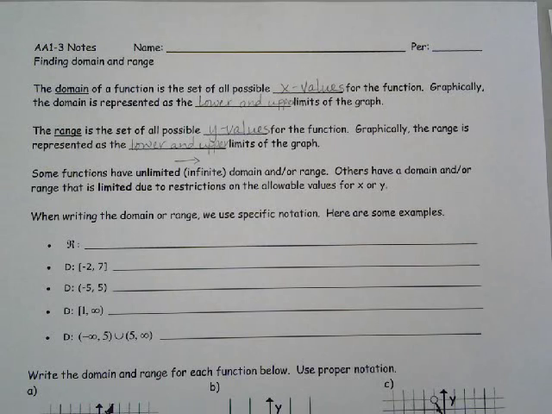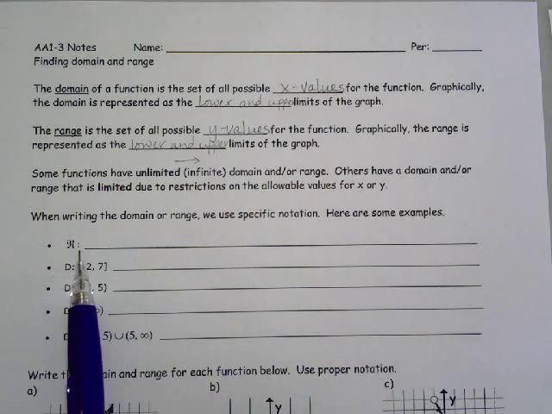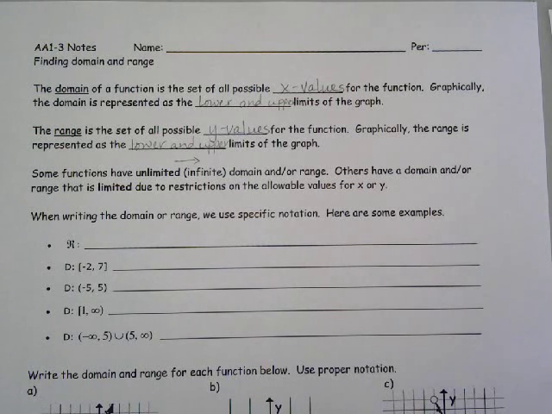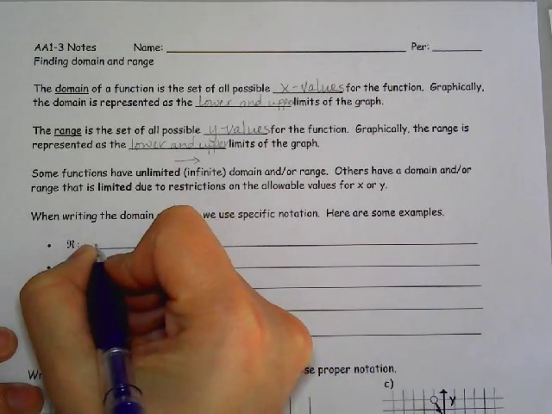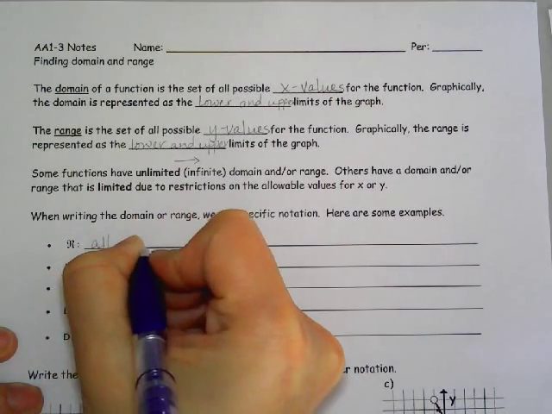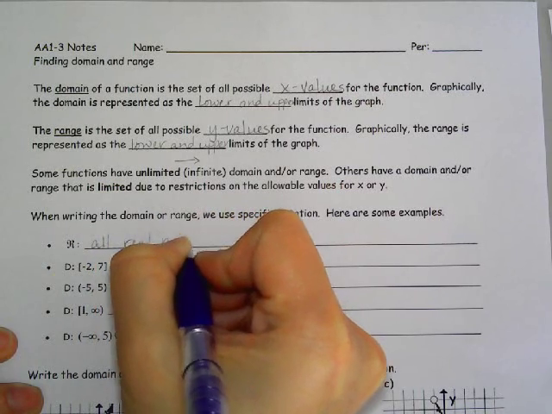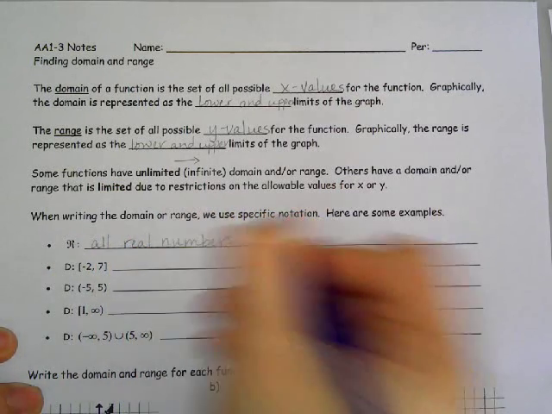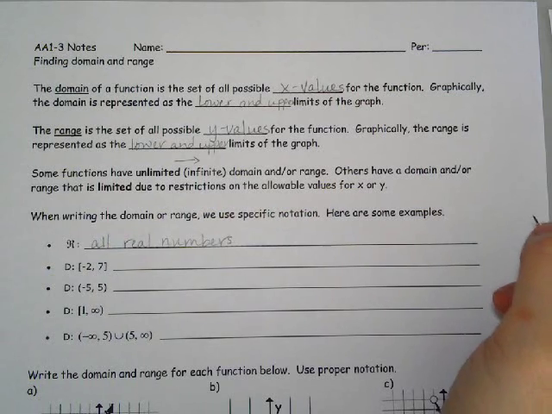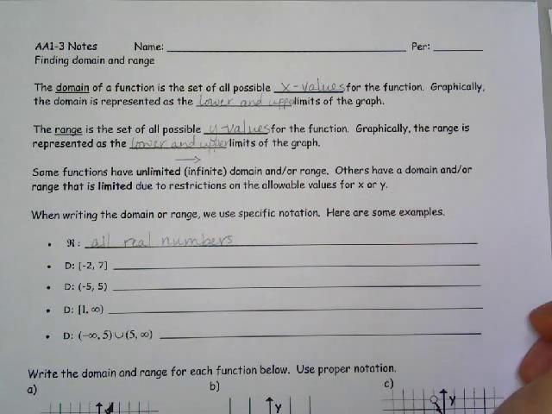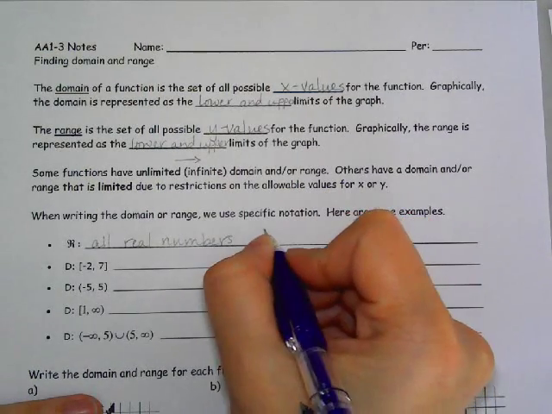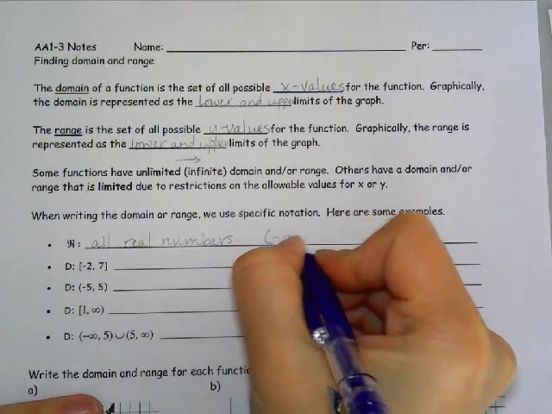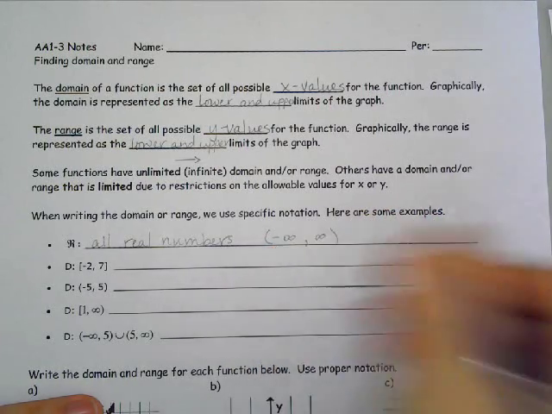When writing the domain and range, we use specific notation. Here's some examples. This little r right here, does anybody recognize that? That is all real numbers. That's all positive and negative values, basically from negative infinity to positive infinity. So that's another way that we would write it, negative infinity to positive infinity.